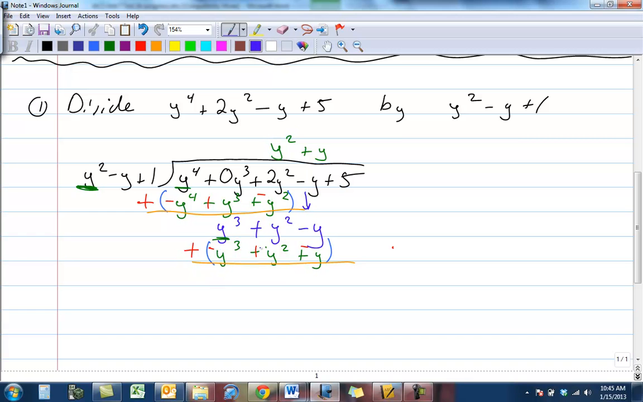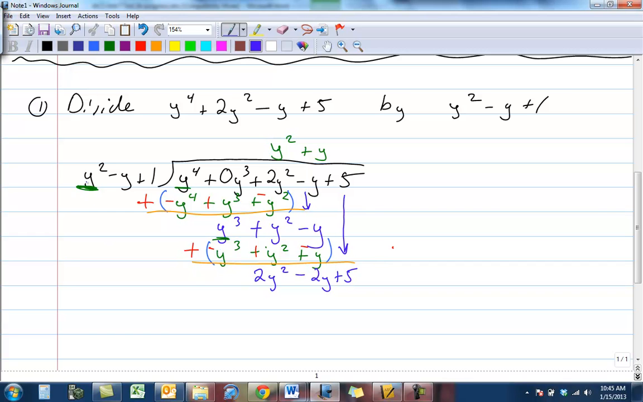The y cubes cancel. Plus 2y squared. The y's cancel. This is negative y plus negative y minus 2y. We're done subtracting, so we bring down the last term, plus 5. All right, pretty sure that this is right this time.